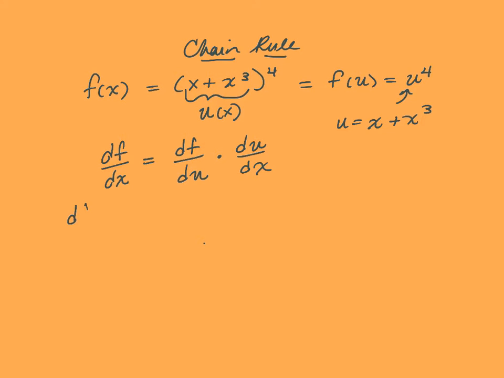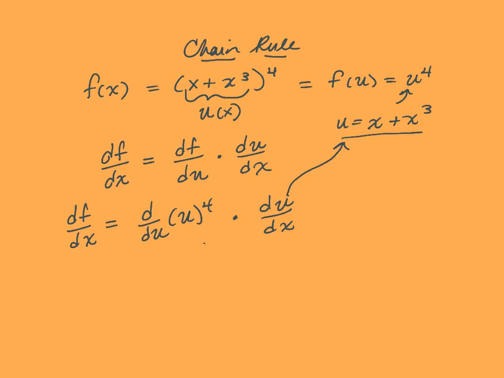So if we wanted to take df dx, first I would do df du. So I would do d by du of u to the fourth, where u is x plus x cubed. And then I would multiply that by du dx, knowing that u is this function. The cool part about this is that d by du of u to the fourth, we know from the power rule is just 4u cubed.